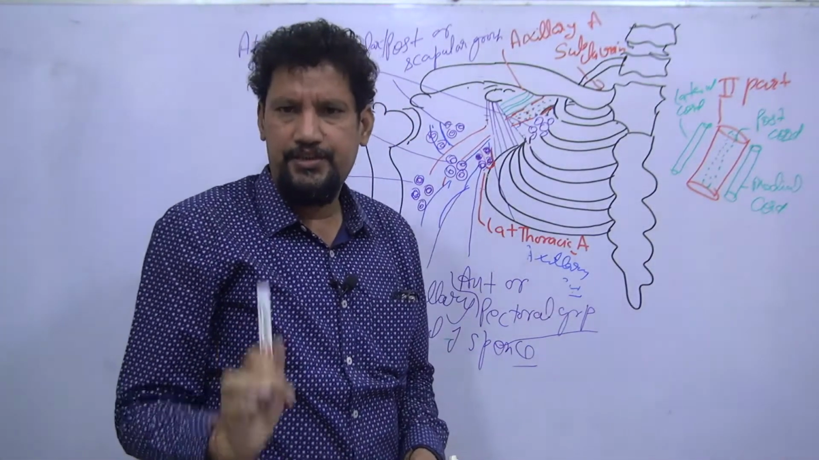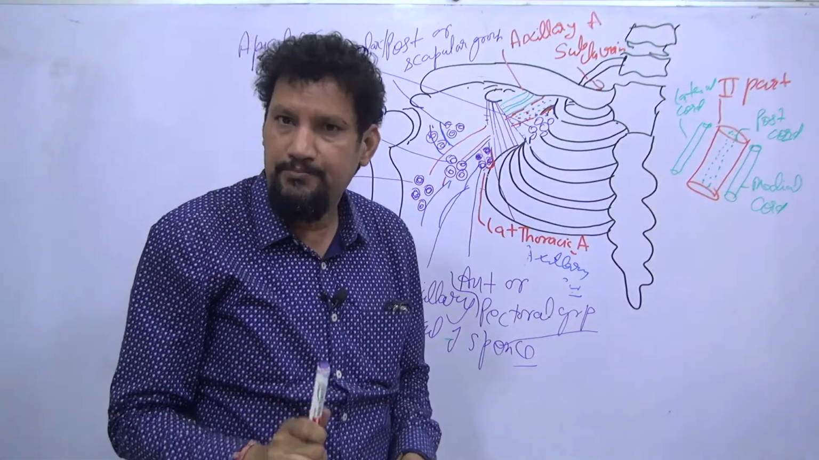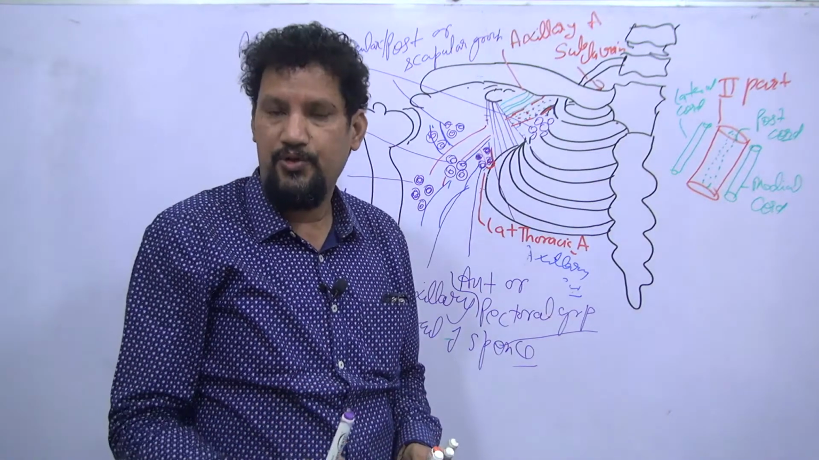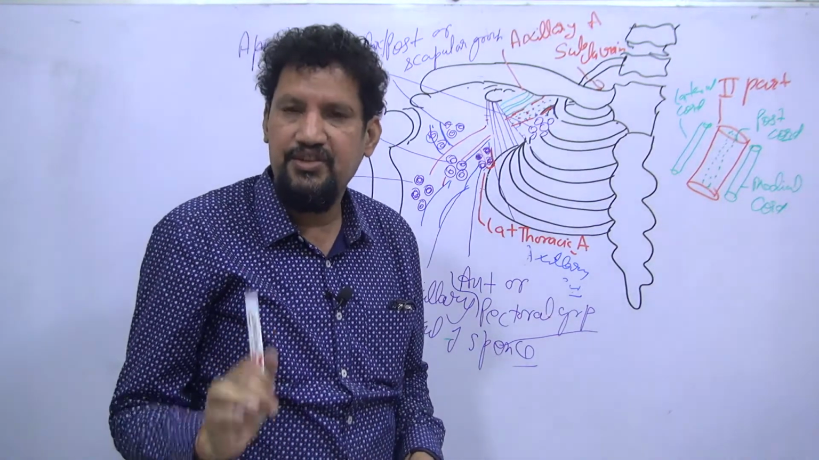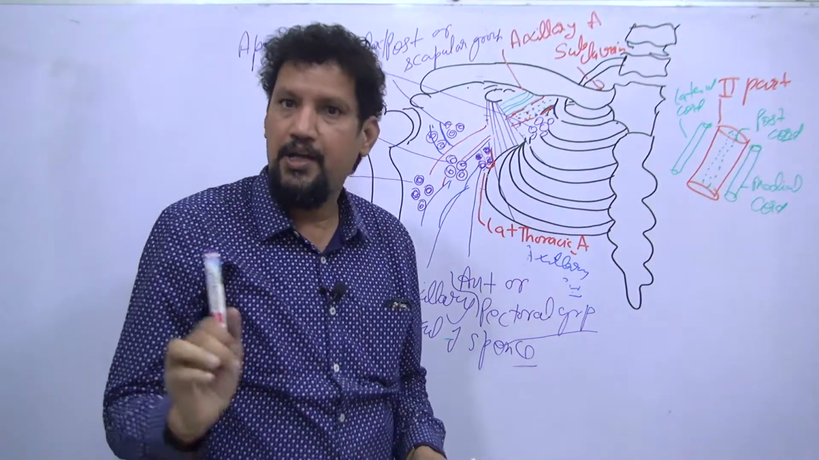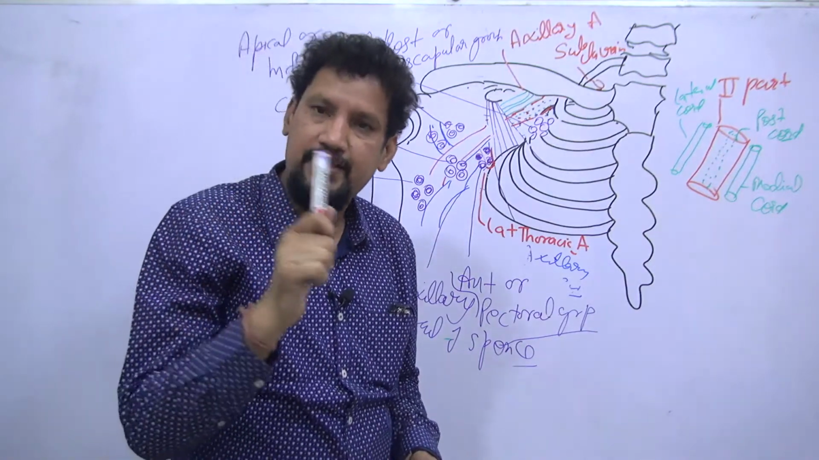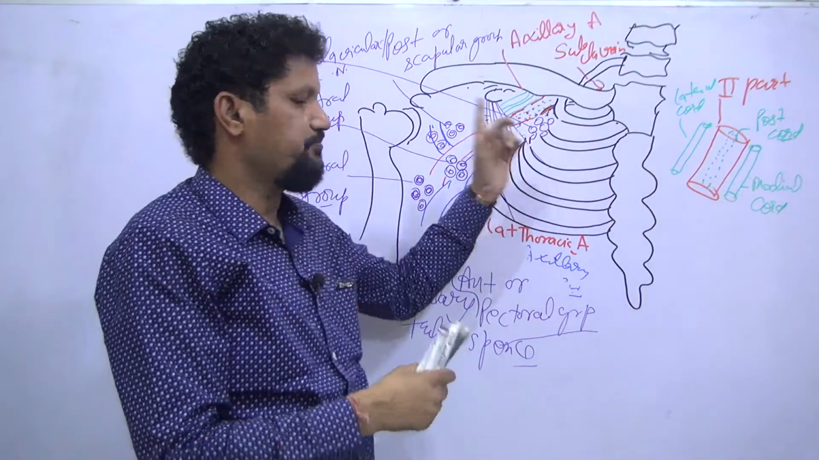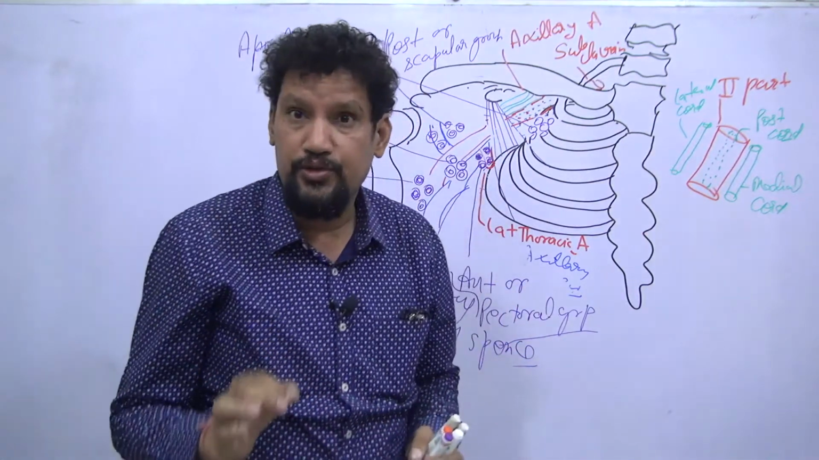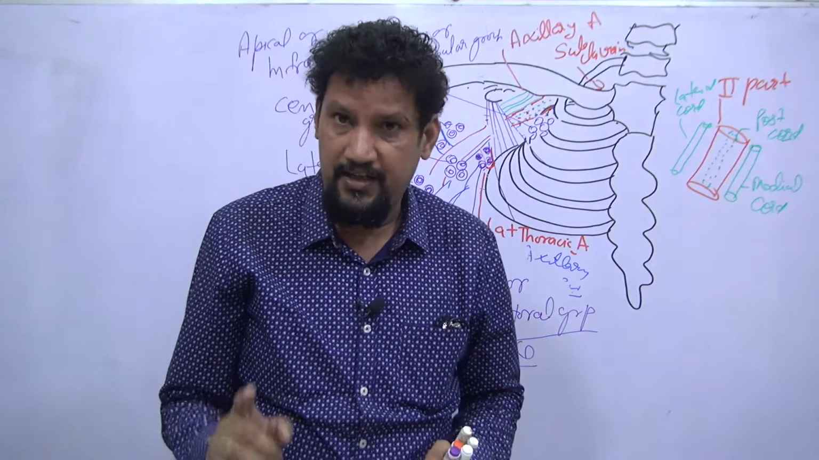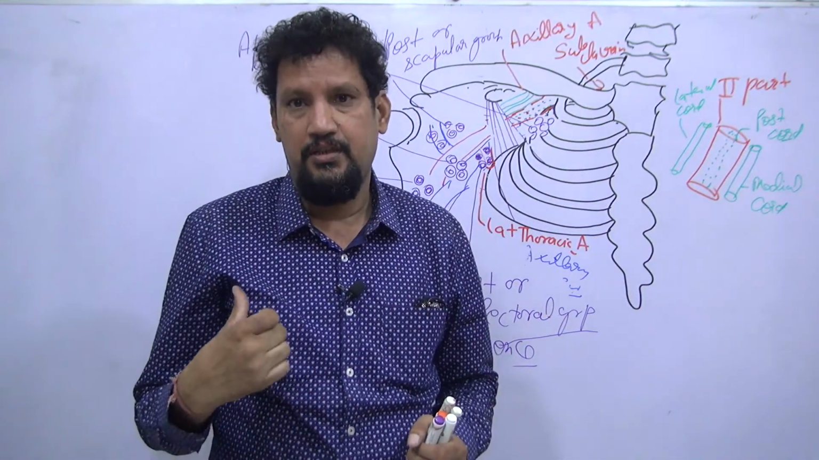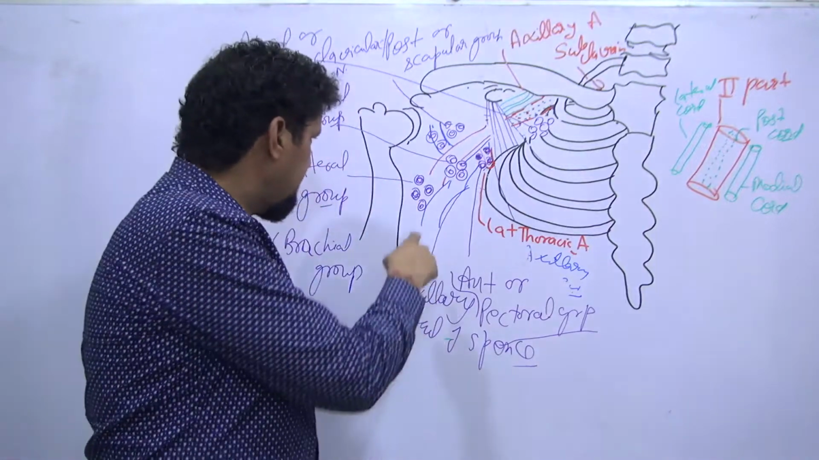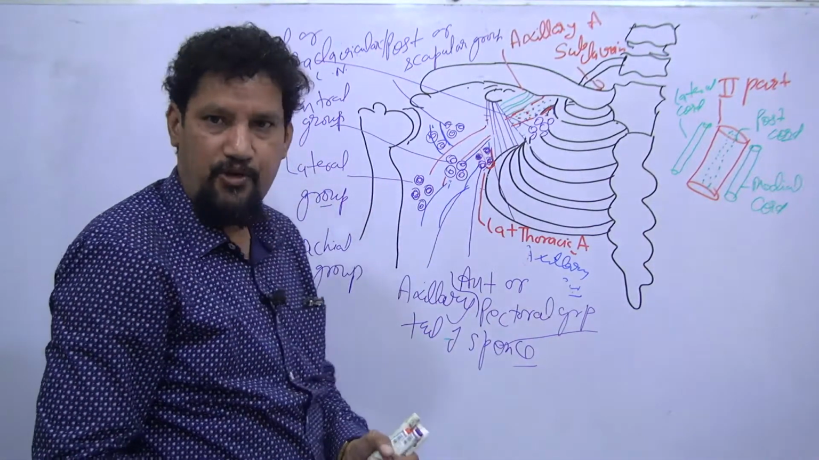This group is receiving the lymph from the central group of the lymph nodes, which is receiving lymph from anterior, posterior, and lateral. Finally, these all are draining in the infraclavicular or the apical group. But the apical group is also receiving some lymph directly from the breast. And this central group is having some clinical importance.